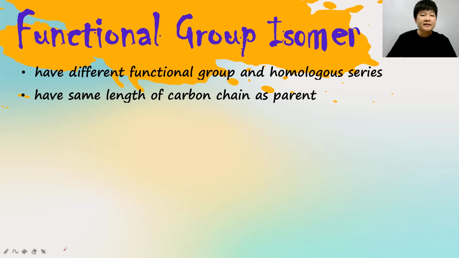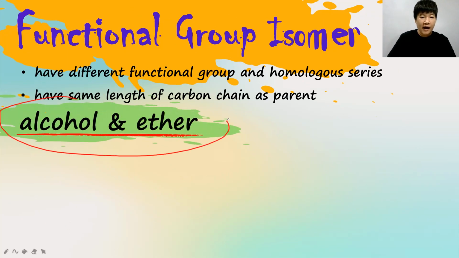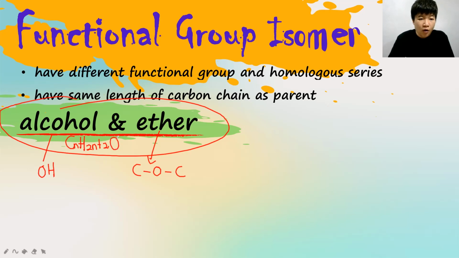Let's start with alcohol and ether. So alcohol, we know that is holding OH. And ether, we know that is holding COC. Okay? And from just now, we know that they share the same general formula of CnH2n+2O. Okay? So that is for alcohol and ether. And how can they become functional group isomers? Let's see. The example that I have over here, CnH2nO. Can you see that?